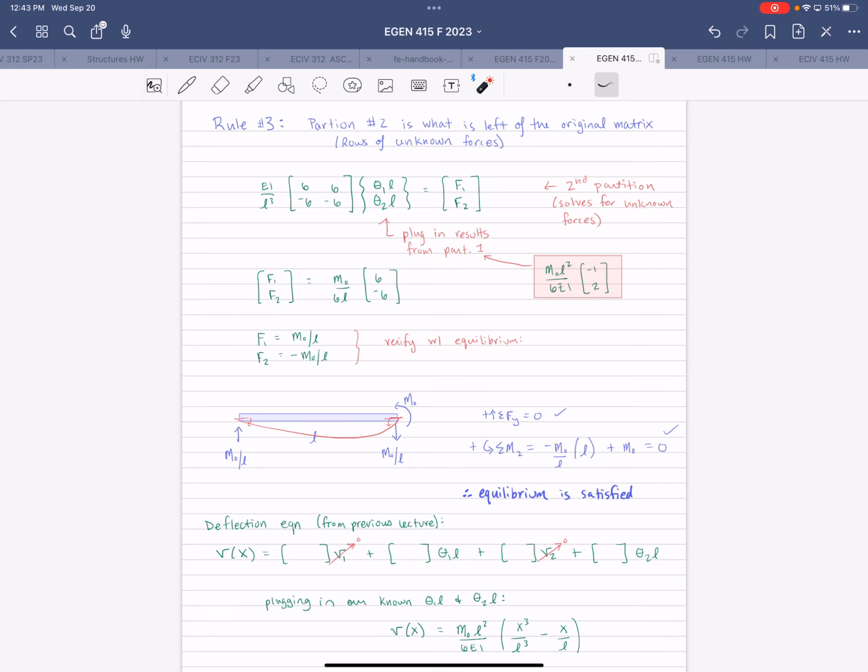Yep. Is our matrix for K, where do those numbers come from? Are they always that for every beam? Yeah, that'll be the same for every beam element.